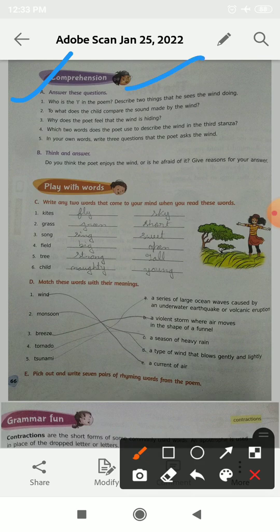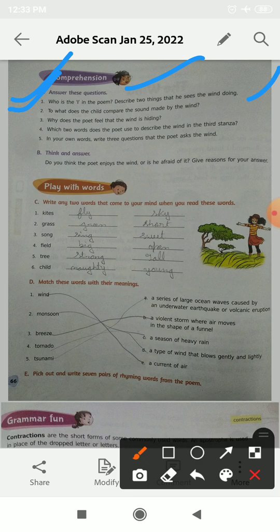Now question number 1. Who is I in the poem? Describe two things that he sees the wind doing. The answer of this question is: the poet is I in the poem. Push and toss are two things that he sees the wind doing. Once again listen carefully. The poet is I in the poem. Push and toss are two things that he sees the wind doing.